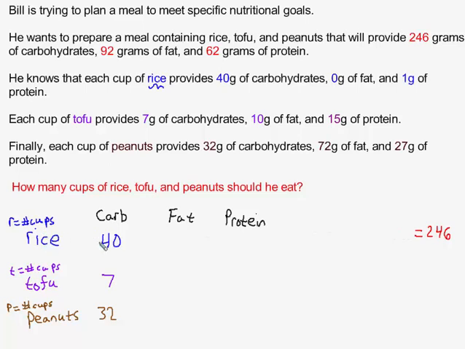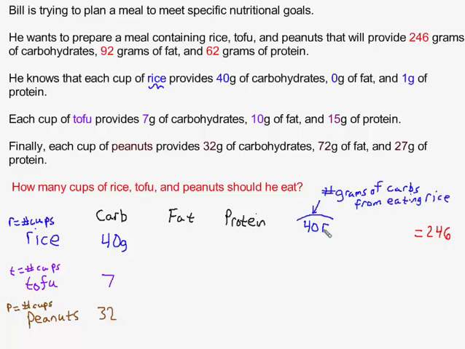Each cup of rice gives him 40 grams of carbs. So to figure out how many grams of carbs he gets from the r cups of rice he must eat, we take the fact that we get 40 grams of carbs per cup and multiply by the number of cups he will eat. Let's simplify this as just 40r. 40 grams per cup times the number of cups he eats gives me the number of grams of carbs he gets just from eating rice.